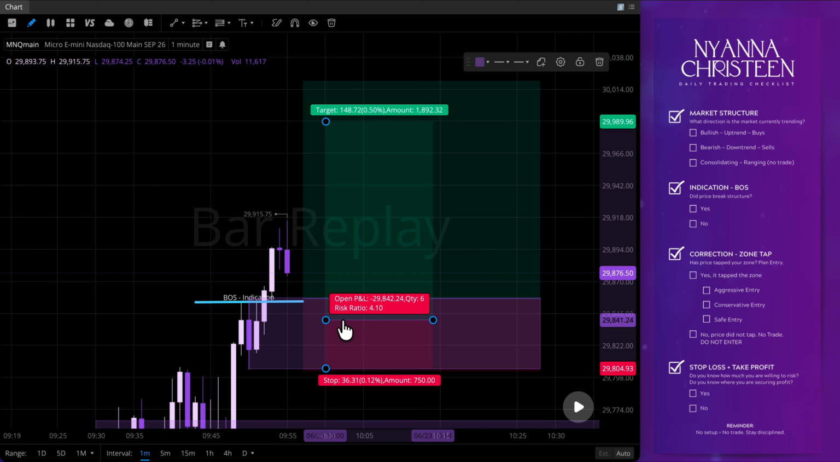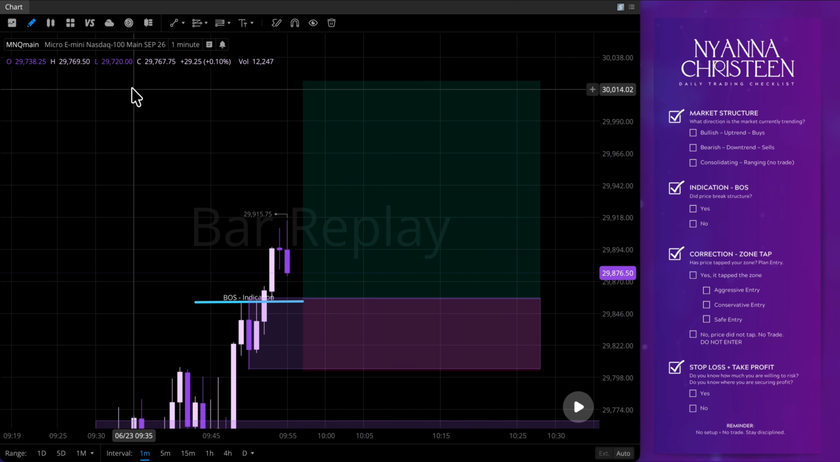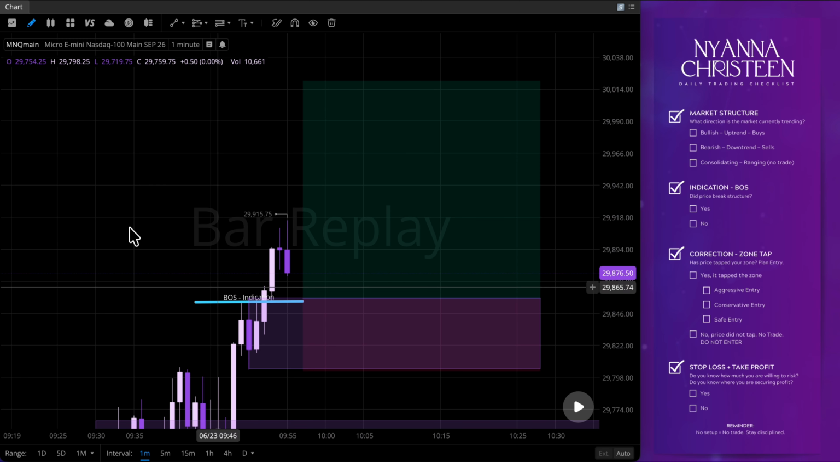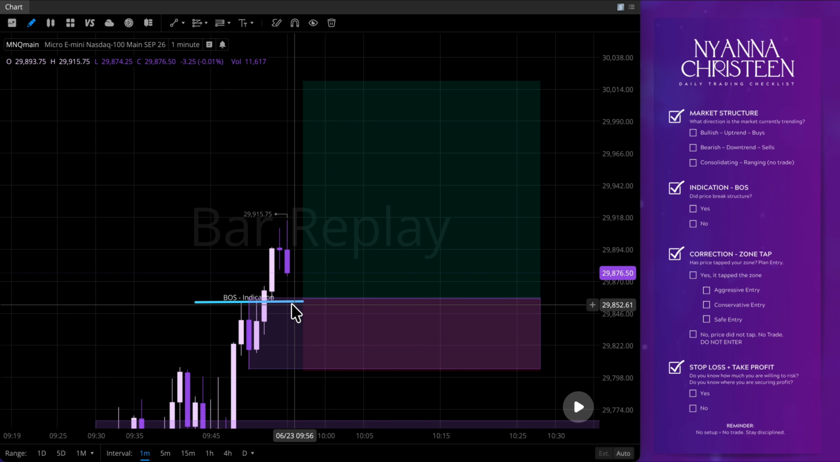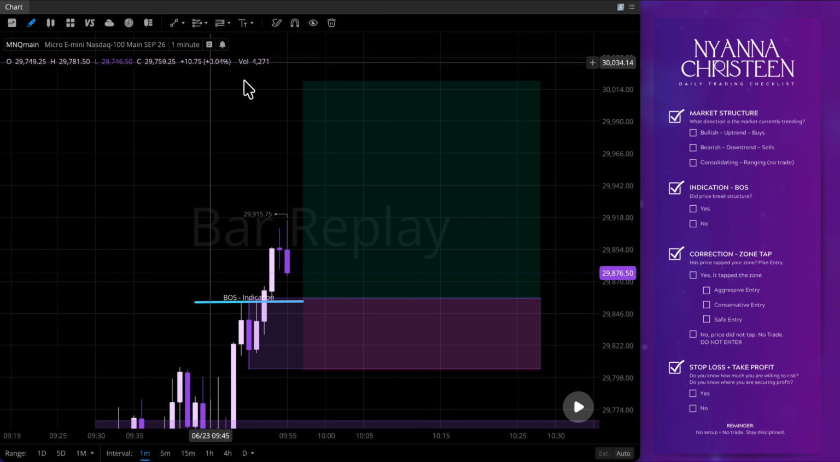But if we were doing the conservative where we wait for price to close outside the zone, let's see what that would look like. So first we would need, price hasn't even tapped the zone. First we would need a tap, and then we would need price to close outside the zone. It could be the same candle. It can be 3 candles later. We just need to see price close outside the zone. So let's see.